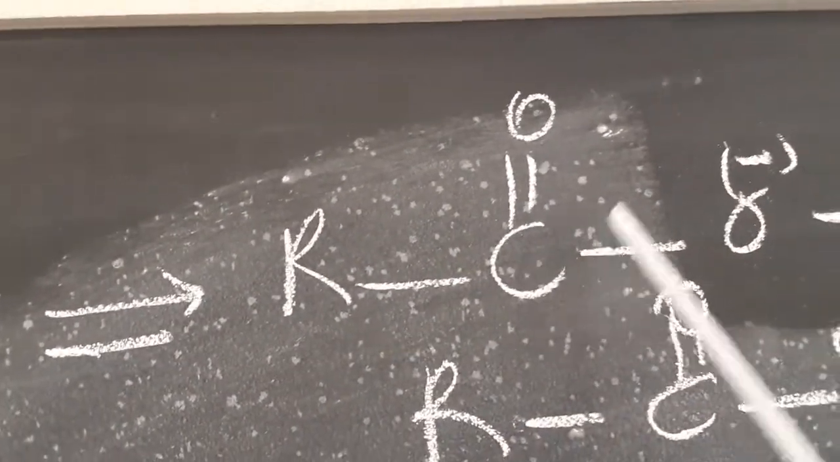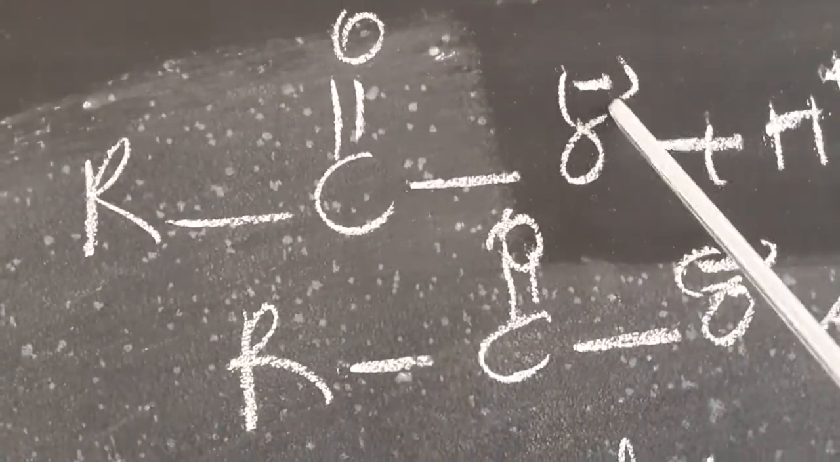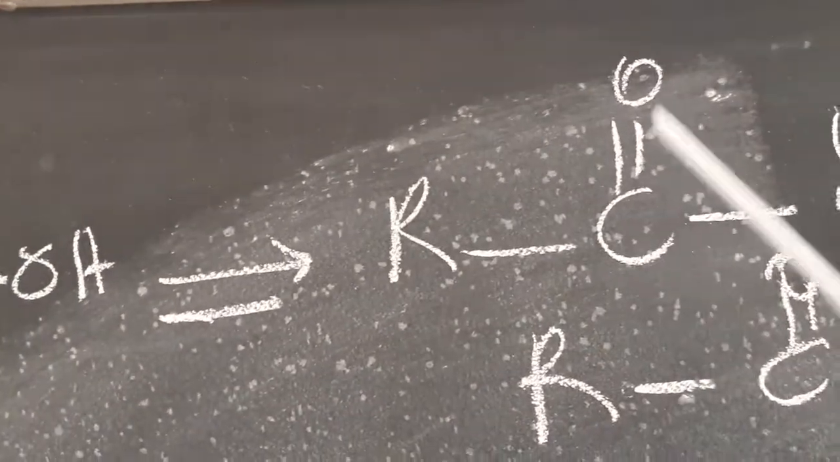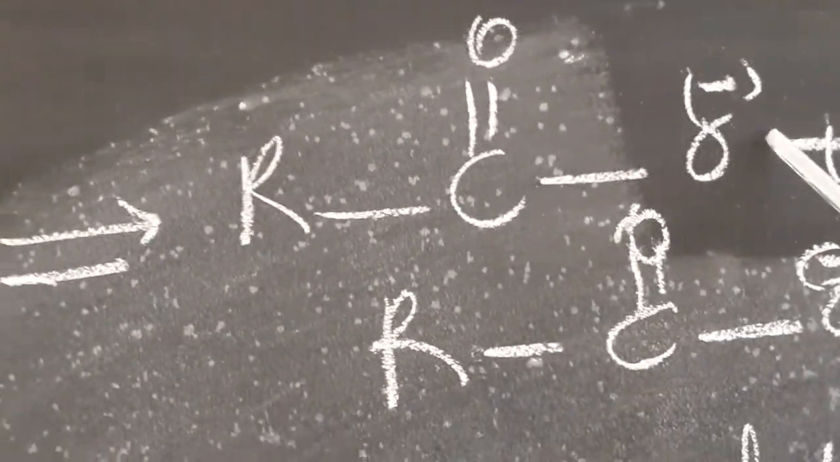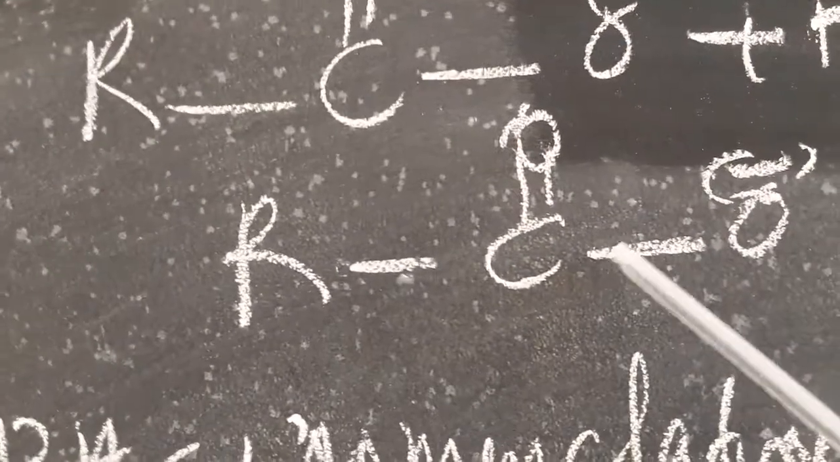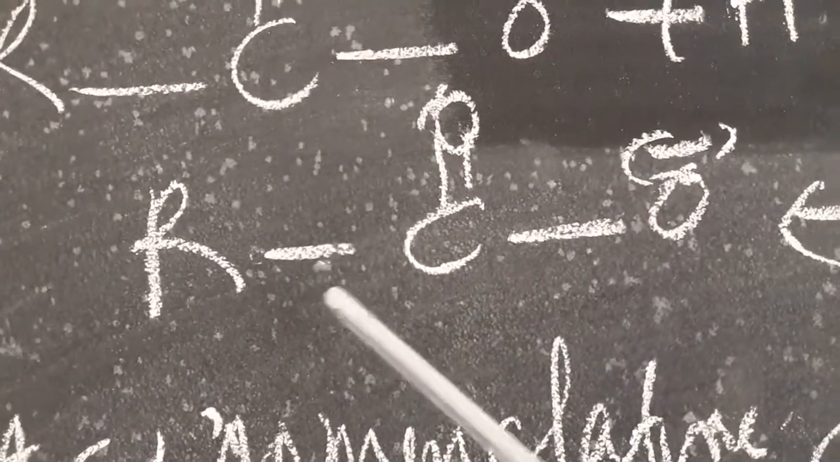That is RC double bond O minus plus one hydrogen, H plus. So this ion, RC double bond O minus, is known as the carboxylate ion. This carboxylate ion you have to take separately, and you have to explain the resonance of the carboxylate ion.